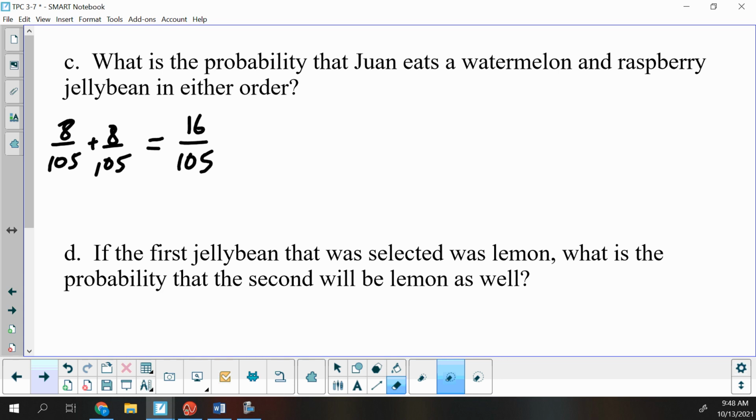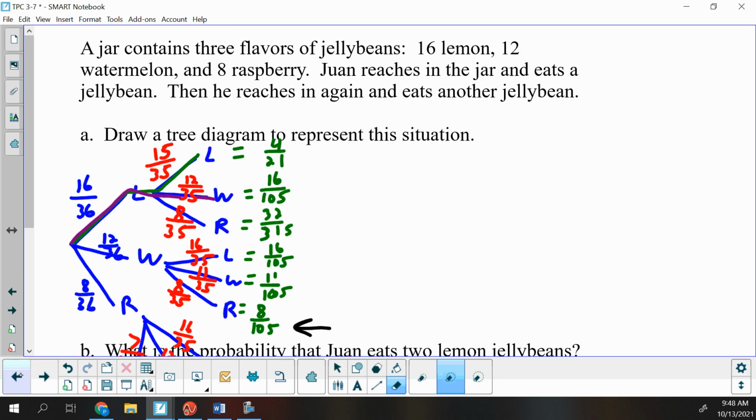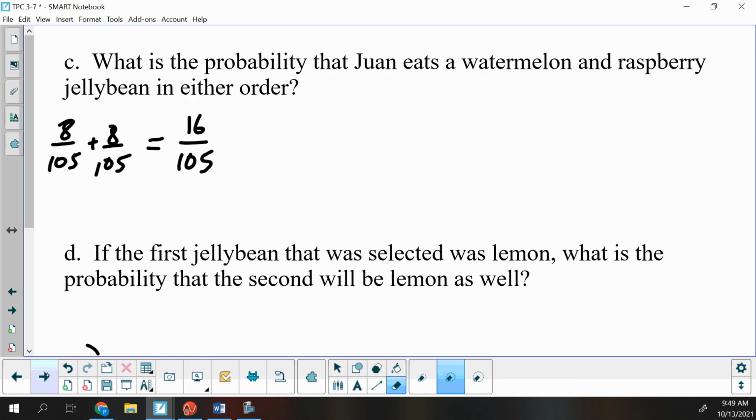If the first jelly bean selected was lemon, so we're basically already down the line. We're already here. We know lemon is for certain. So if we're just starting from this black dot, the probability that the second will be lemon is just 15 out of 35. Another way of thinking of it is, if we already know the first one's lemon, the probability of that first branch is 1, and you're just doing 1 times the 15 out of 35. And this does reduce if you wanted. You could reduce it to 3/7, but in probability, that's the one case where we often don't reduce.